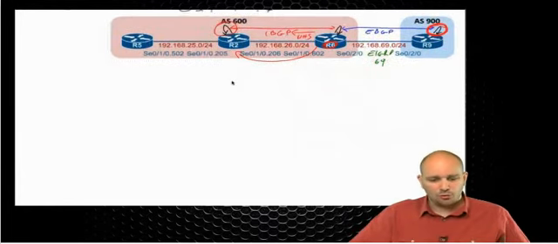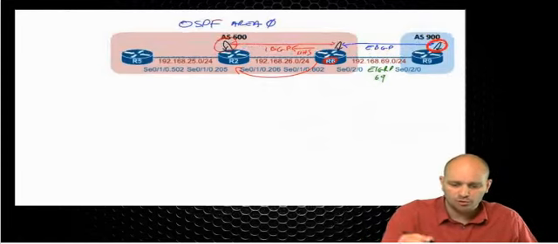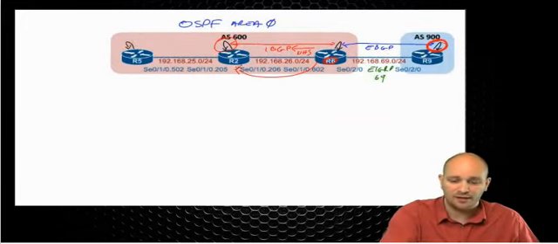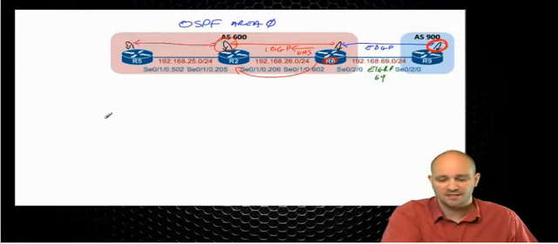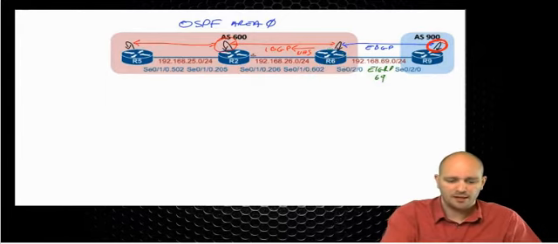So I want to add R5, and R5 is also going to be in AS600, and I want R5 to have the peering only with R2 using loopback interfaces. So no peering allowed between R5 and R6, just direct peering between R5 and R2, no other peering allowed.